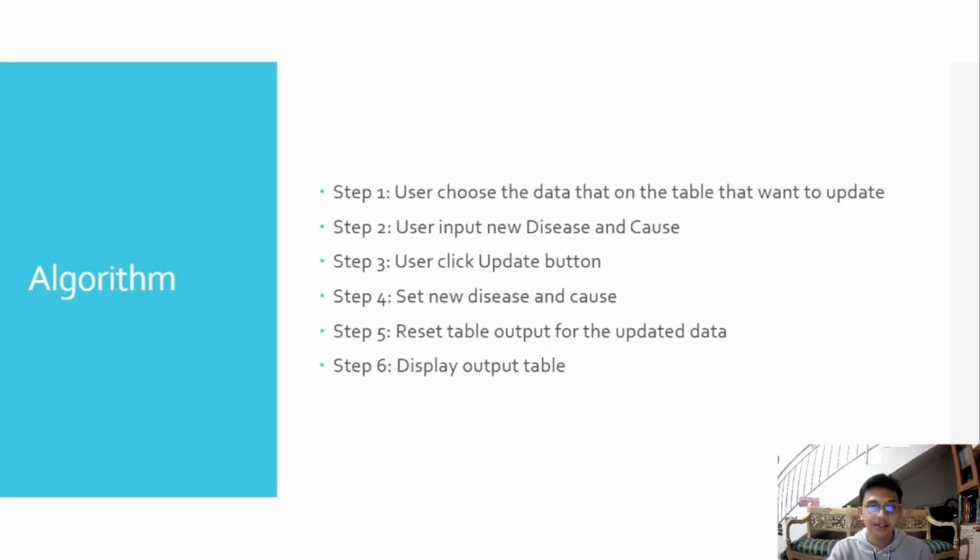Okay, next is the algorithm for the update operation. Step 1, the user chooses the data on the table that they want to update. Step 2, the user inputs the new disease and cause. Step 3, the user clicks the update button. Step 4, the system sets the new disease and cause. Step 5, the system will reset the table output for the updated data, and step 6 is display the output table.